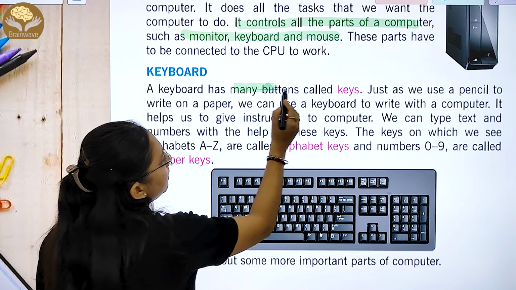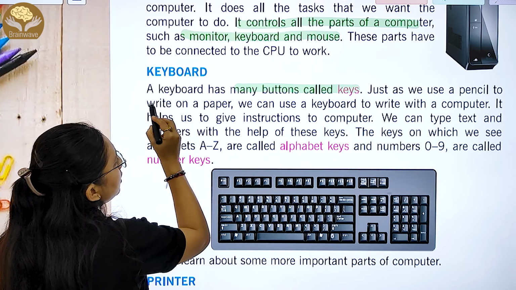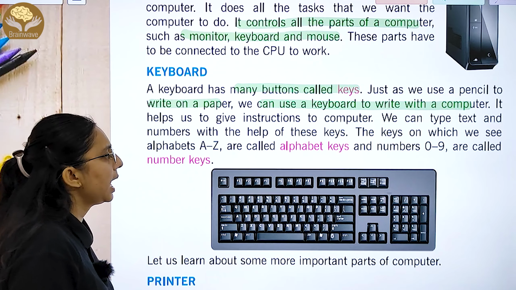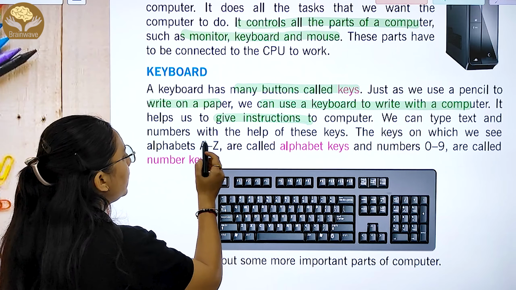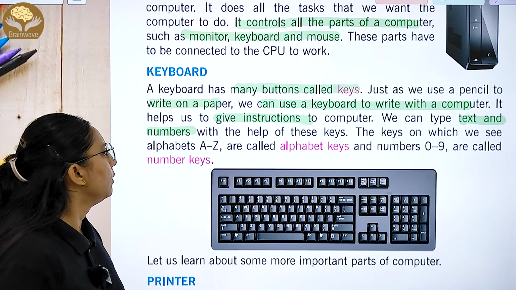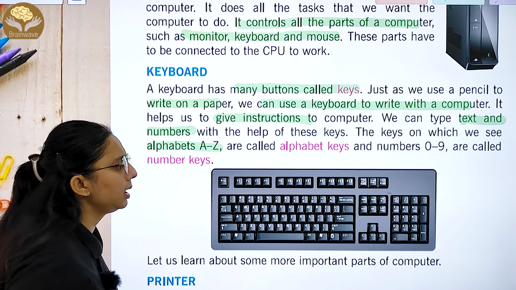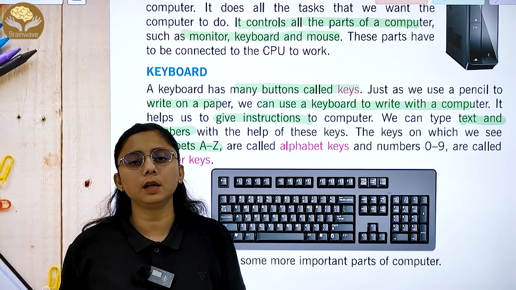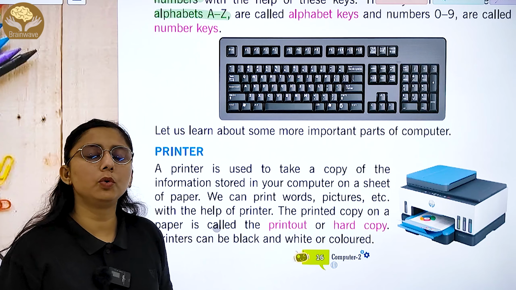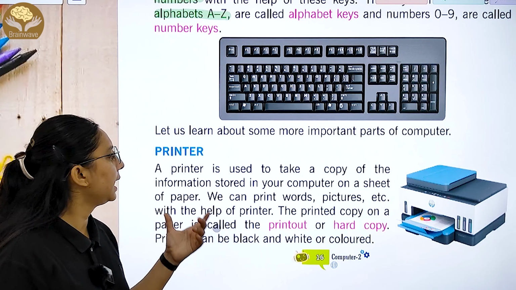A keyboard has many buttons called keys. Just as we use a pencil to write on paper, we use keyboard to write with the monitor. It helps us to give instructions to the computer. We can type text and number. आप text और number दोनों को type कर सकते हो. जो भी आपको A to Z दिखेंगी वो alphabetic की होती है. 0 to 9. What are these? These are numeric.